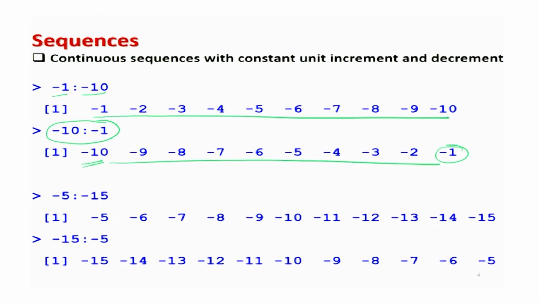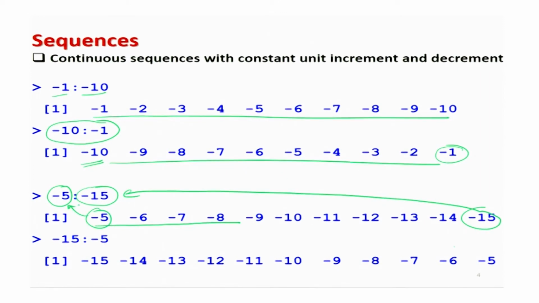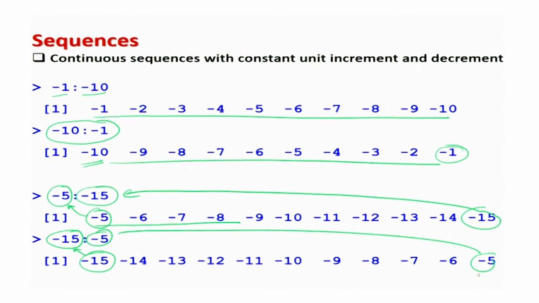Now if you take any intermediate sequence also, for example you are not starting or ending at -1, but you start at -5 and you want to end at -15. This will start with -5, -6, -7, etc., and then it will end at -15, like this. And similarly if you want to reverse that, you want to start at -15 and end at -5, that also you can give as -15:-5, and it will give you a sequence beginning at -15 and ending at -5.